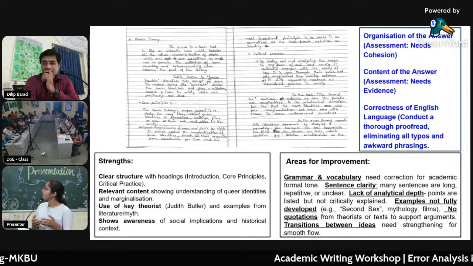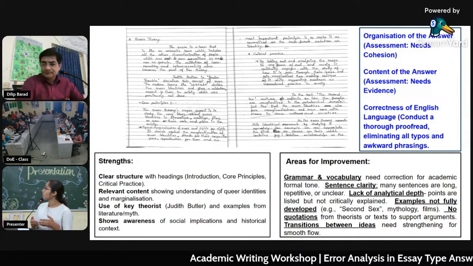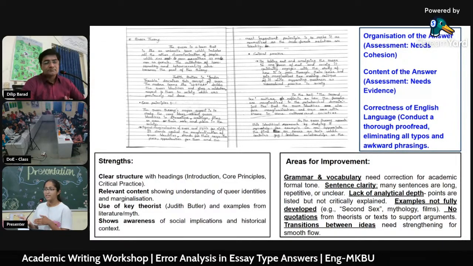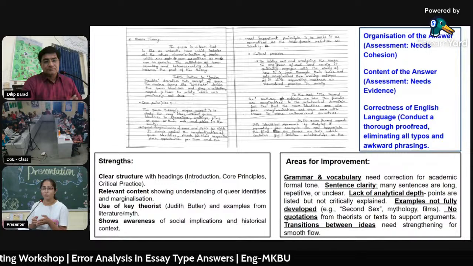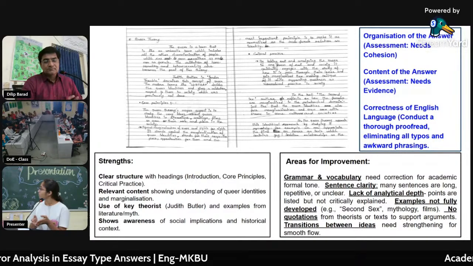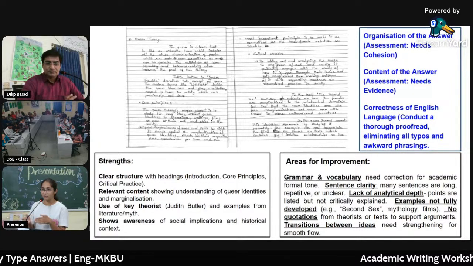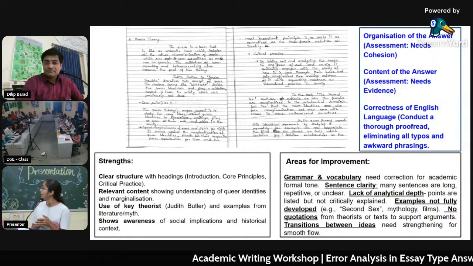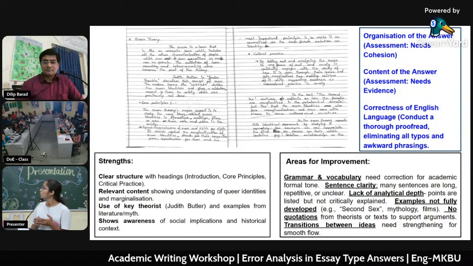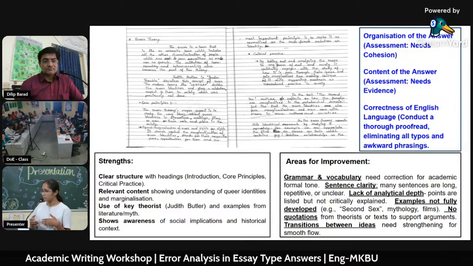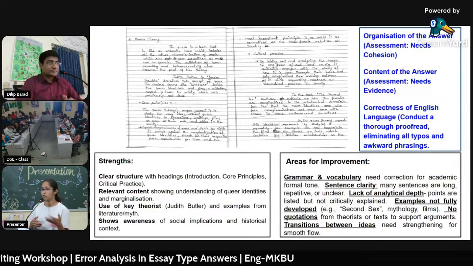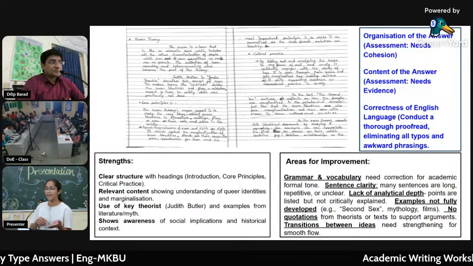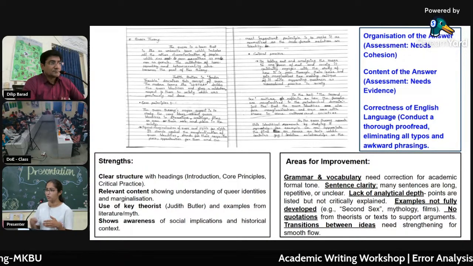And the last one is the correctness of the language, which is lacking in my answer because of my time limit. I lacked time management in writing my answer. So it has issues of proofreading: if we have time we can proofread our answers and correct our spelling issues and other things.